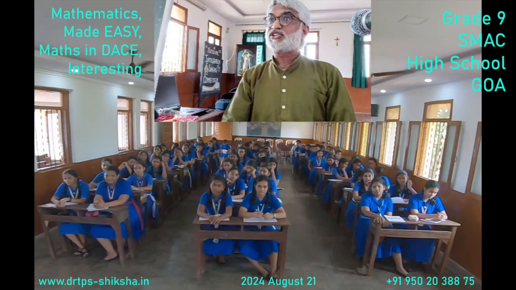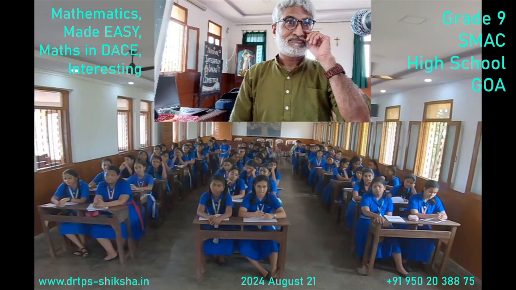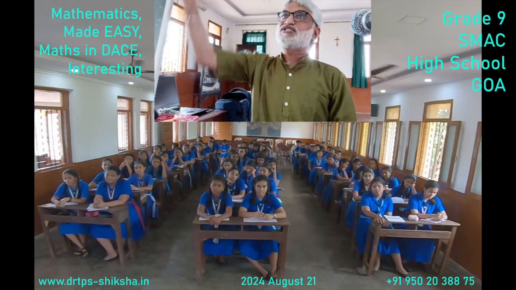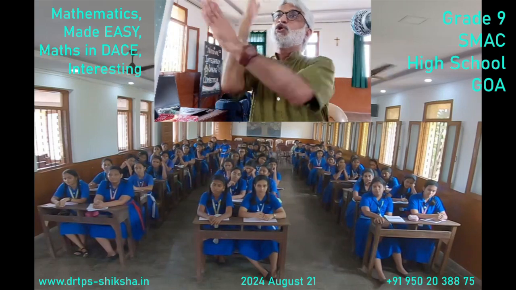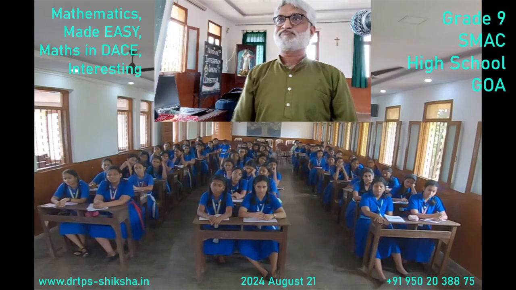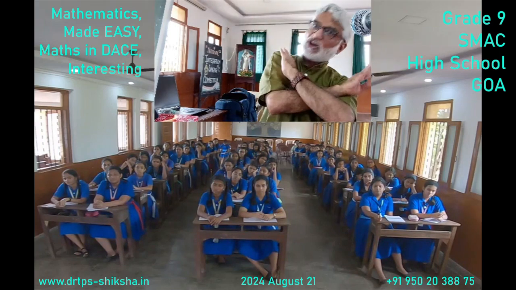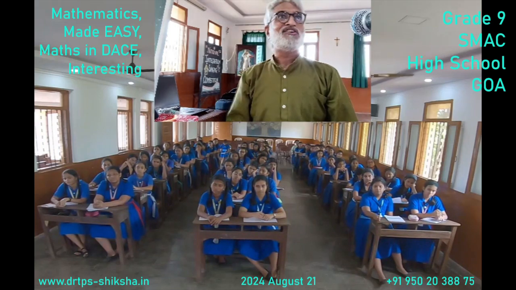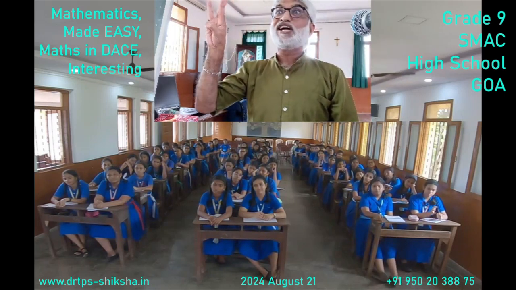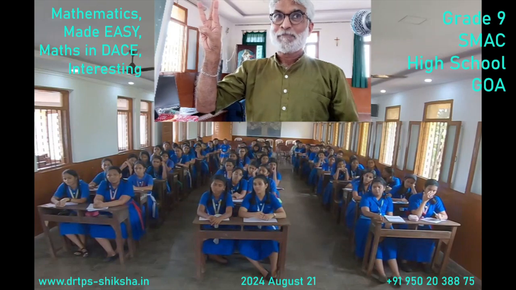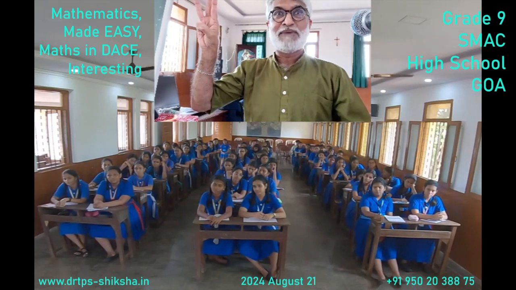You have a banana tree which is going to fall because the banana fruit becomes heavy. You keep a support, it will fall still. Keep 2 pillars, it will fall. Give 3, it will not fall. 3 pillars. Triangle is stable. Basic element in mathematics, triangle.